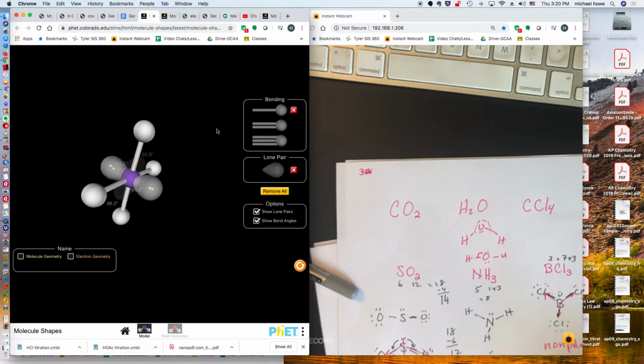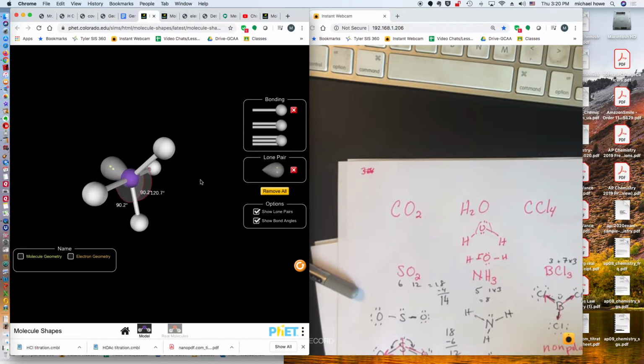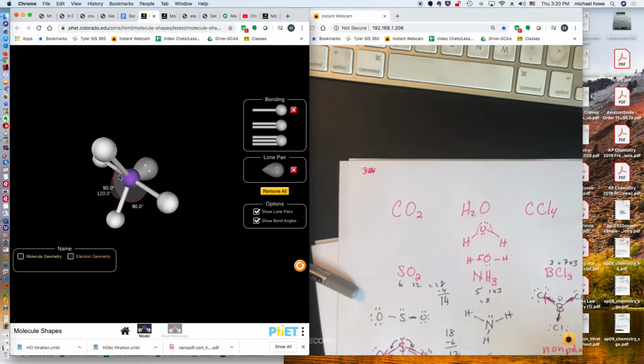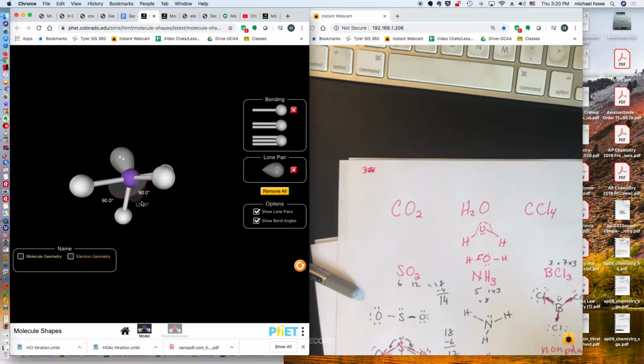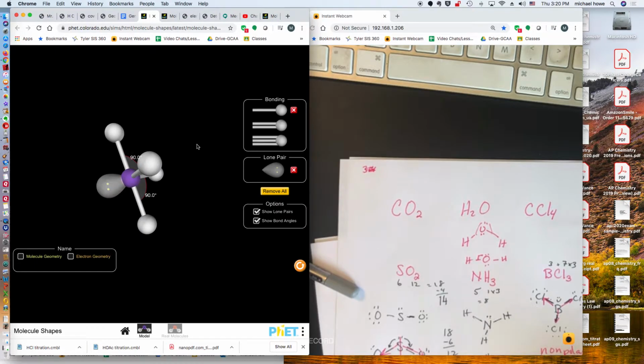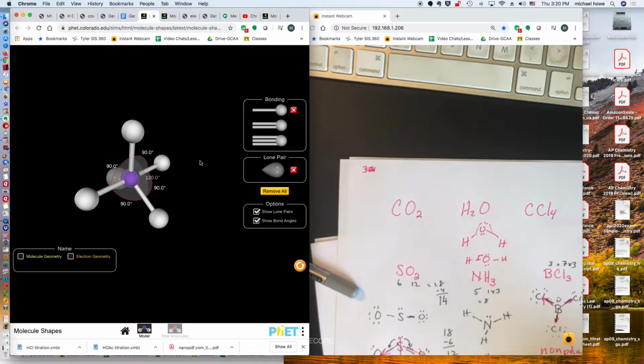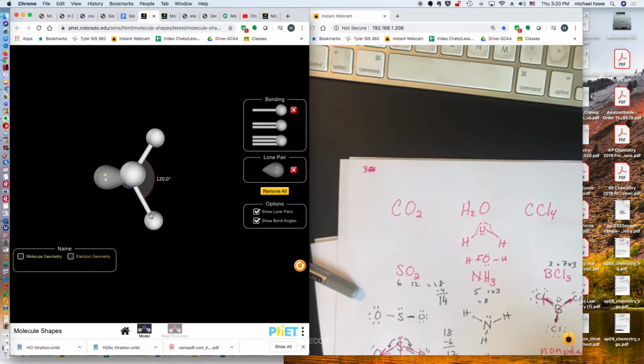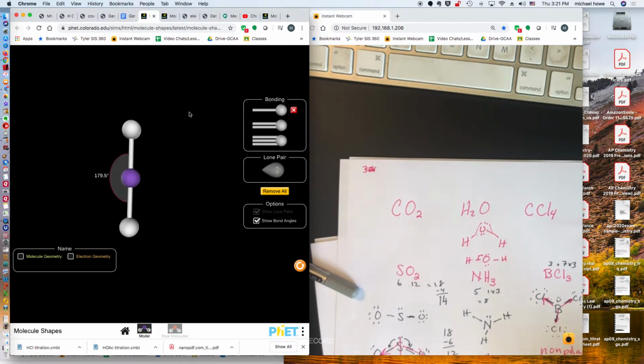Now I put another one in and take off one of the lone pairs. And now you can see we've got 90s and 120s. So it's 90 degrees between here and here, but it's 120 between here and here. All right, so you can play with this. I want you to develop a feeling of a chart that I'm going to show you momentarily. So I'm going to take away everything that we have in here right now. And this is where we started.